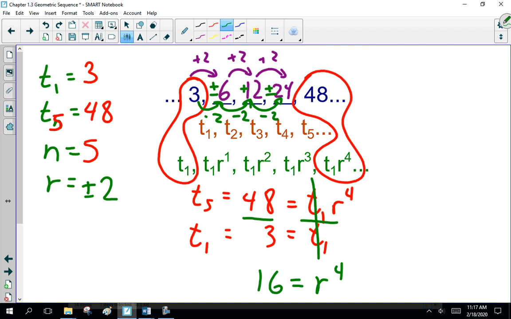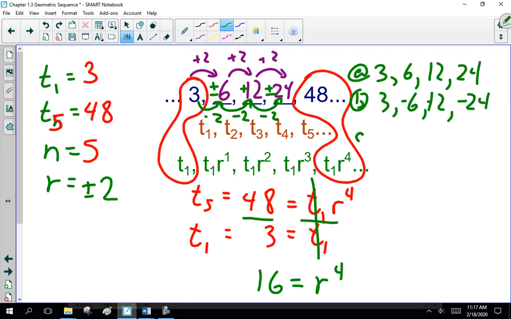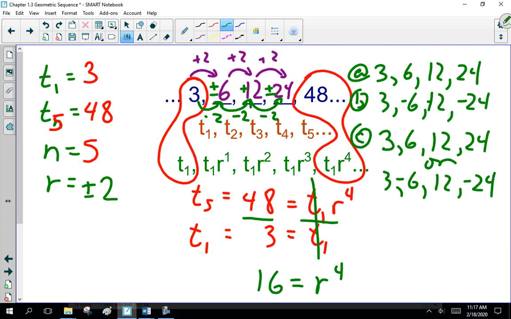Now normally the way I'd write it would be 3, 6, 12, 24. Answer A. Answer B would be 3, minus 6, 12, minus 24. Answer C would be 3, 6, 12, 24, or 3, minus 6, 12, minus 24. I give you the option there, and the correct answer would be C. Okay? Have I answered your question? All right, so that is honestly as nasty as this gets.